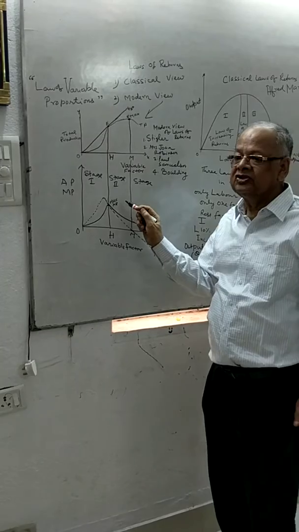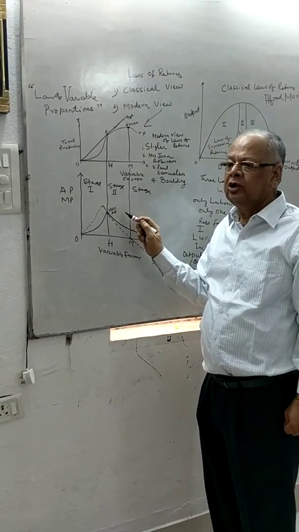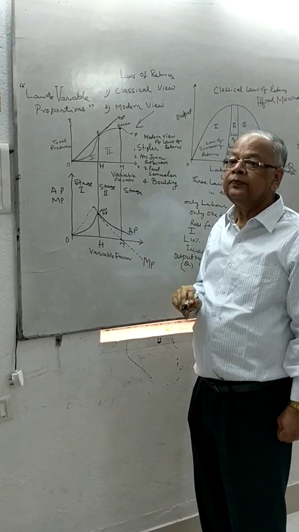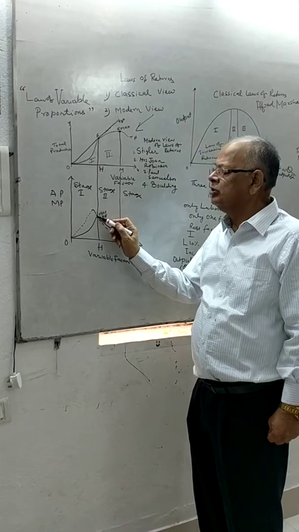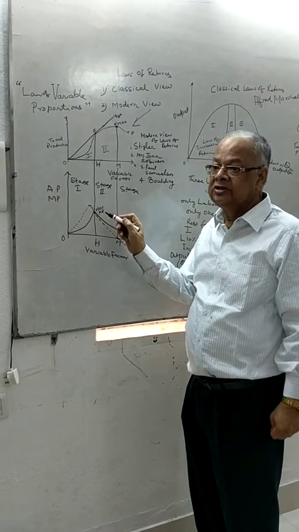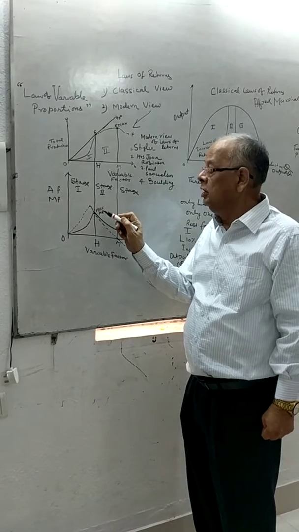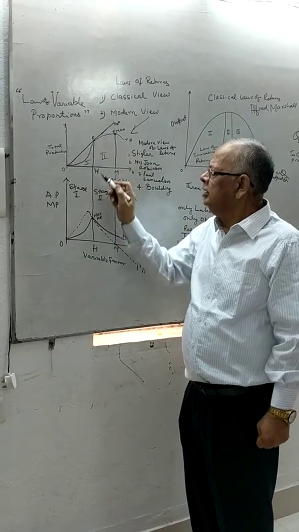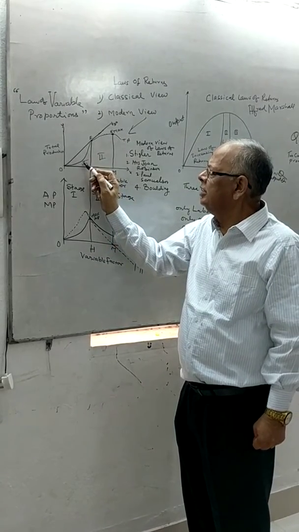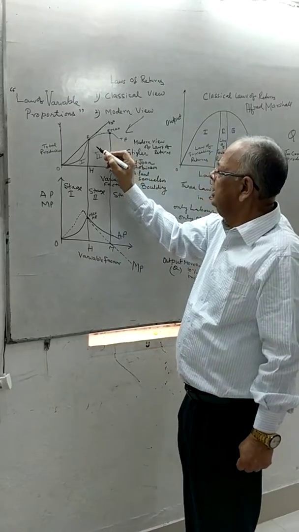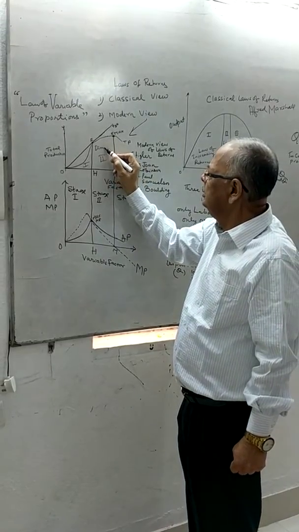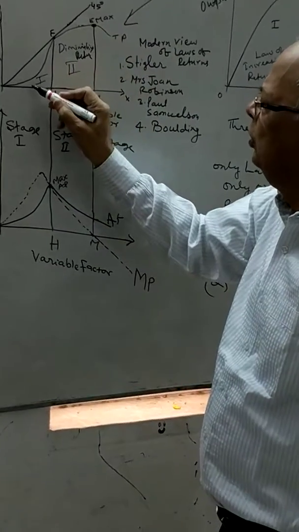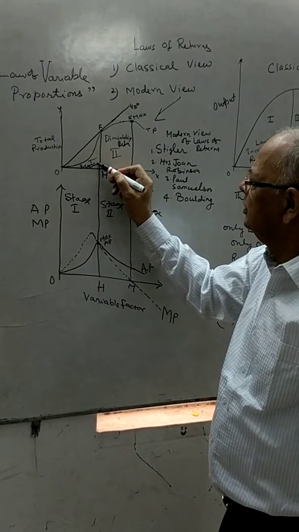Average production maximization is most important because it is the dividing line between the first stage and the second stage. Average product maximization is most important in microeconomics. Why? Because when average production is maximized, it is the dividing line between increasing returns and diminishing returns. In modern terms the second is called diminishing returns, and the first one is known as increasing returns.